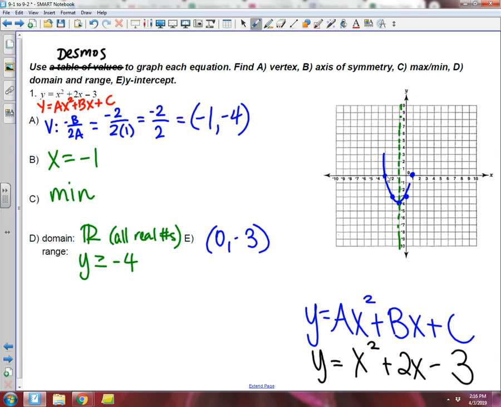This is my parabola. That is my final graph. I've answered all the parts to this question, and that's exactly what I'm looking for. Now, is it a lot of work? Yes. But at least Desmos will do most of it for you. Okay? Are we good? Okay, let's go on to the back and let's look at number 2.